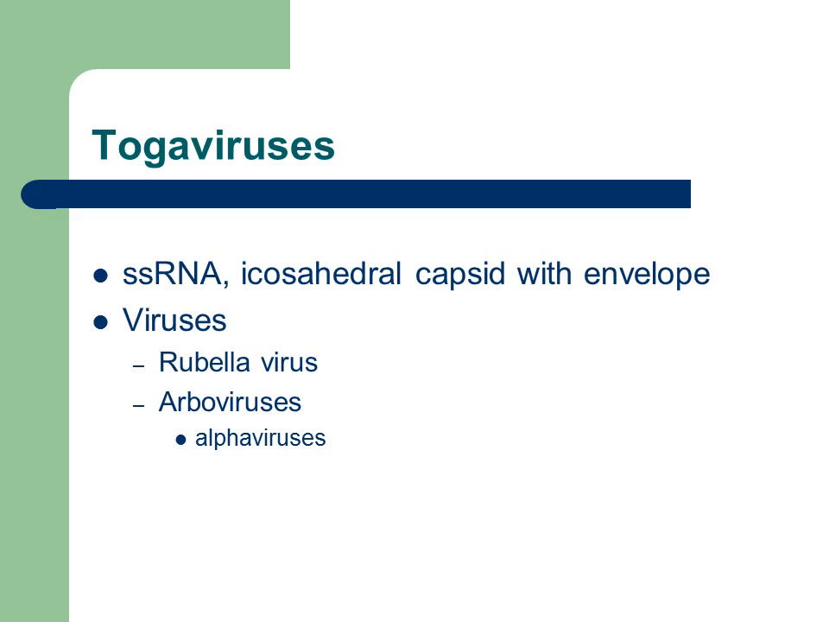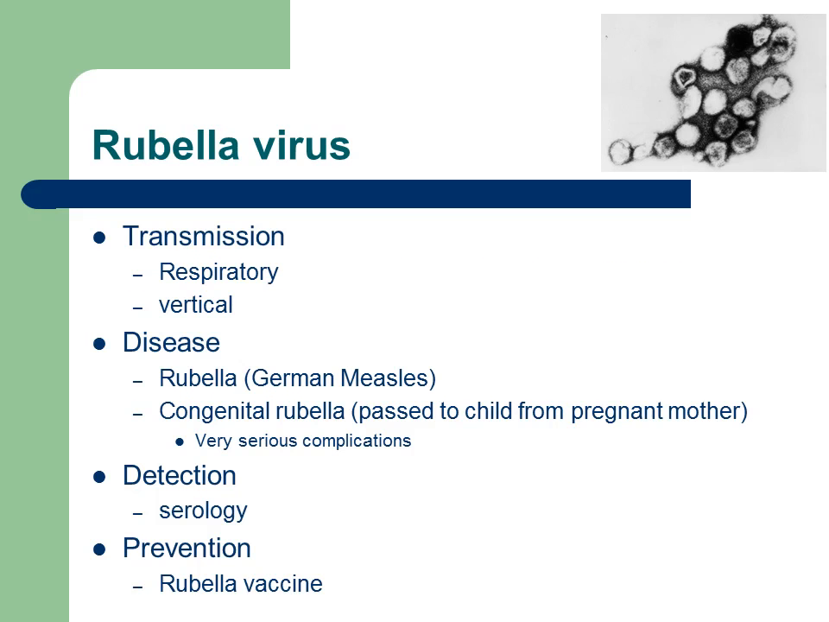Now, Togaviruses include viruses such as Rubella as well as Alphaviruses. So Rubella is a virus that's transmitted through the respiratory tract and as well as vertically, and causes the disease rubella. Now rubella is known as German measles. We already talked about measles, and this is a different organism. This is German measles. The problem with rubella is you can get congenital rubella.